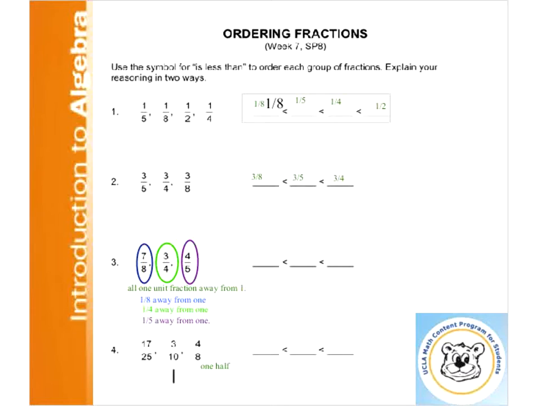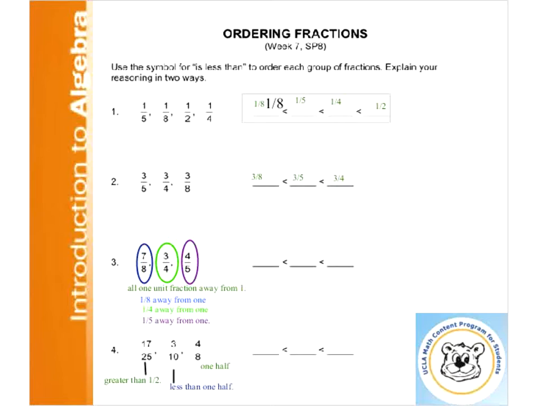Okay, so for example, 3/10 I know has to be less than 1/2 because 5/10 is 1/2. And then 17/25, Charlie says that 17/25 is closer to 20/25, so it has to be greater than 1/2. Okay, so again in number 4 we're using this idea of benchmark fractions to compare these fractions.